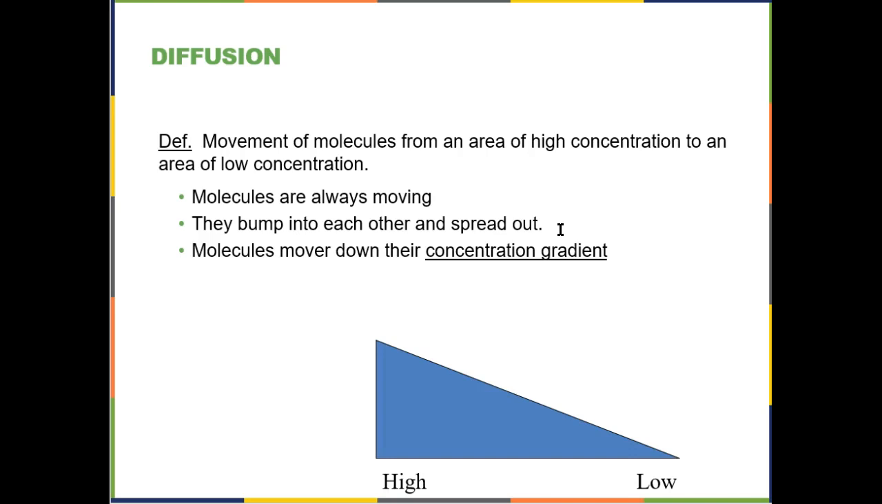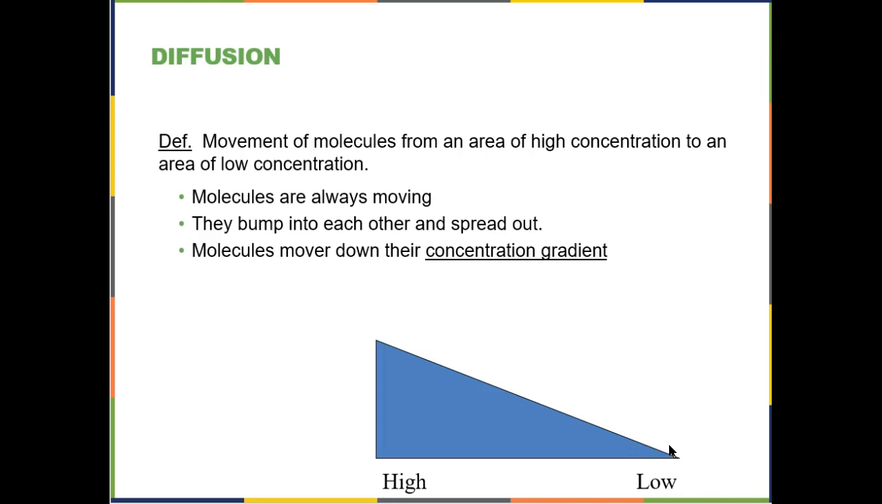So when we say molecules move from an area of high concentration to an area of low concentration, we sometimes refer to that difference between high concentration and low concentration as a concentration gradient. And because molecules are moving from high to low, we say that molecules diffuse down their concentration gradient, right?